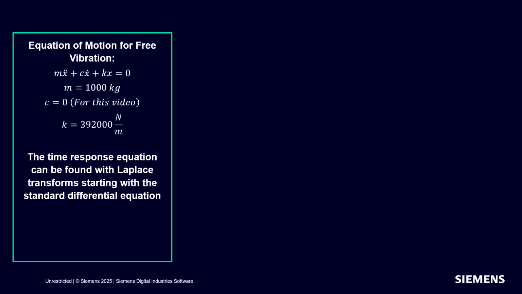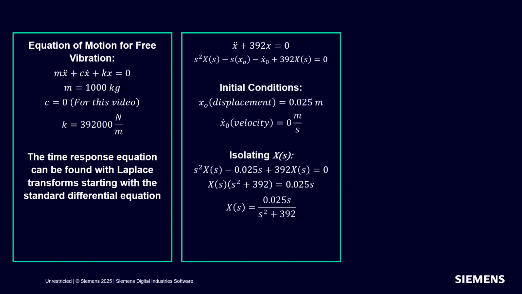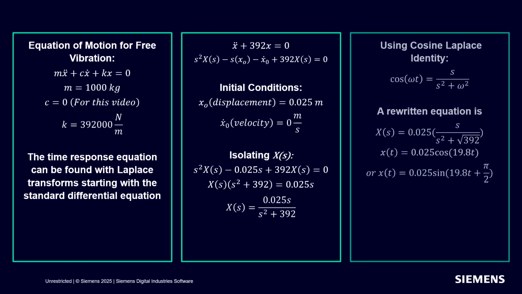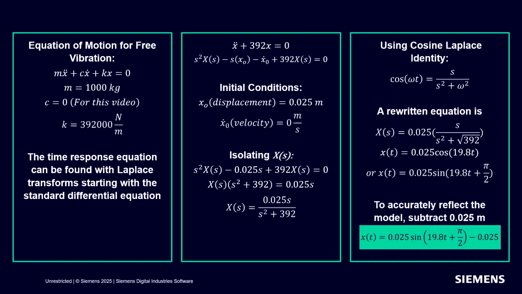The equation of motion for the system includes mass, stiffness, and damping, which is negligible. Plugging in these values and solving the differential equation with Laplace transforms, a time response equation can be found. Initial conditions of a displacement of 0.025 and 0 velocity are required, and then, with isolating the X of s and utilizing the cosine Laplace identity, a solution can be found in the form of a sine function. Because of the system in AIMSIM having an equilibrium value of negative 0.025, include that value to find the accurate equation shown.